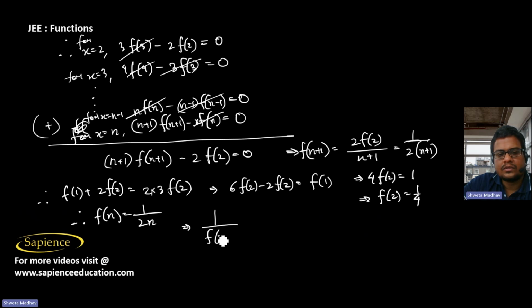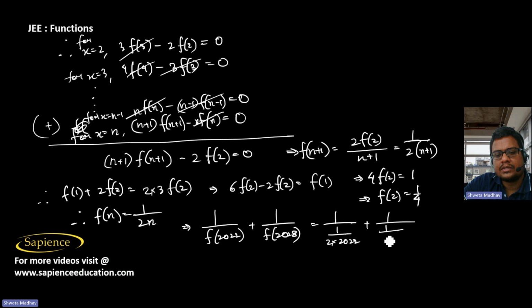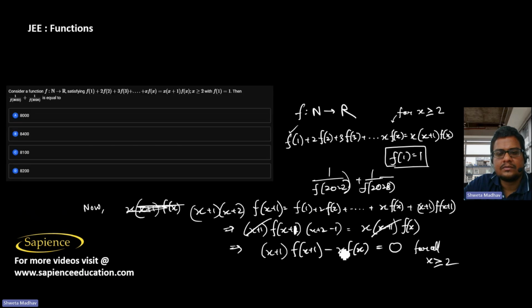1 by f of 2022 plus 1 by f of 2028. So this will be 1 by 2 into 2022 plus 1 by 2 into 2028. So this will be equal to 4044 plus 4056. So this will be equal to 8100.